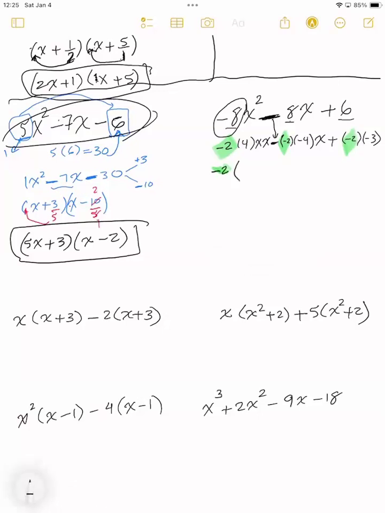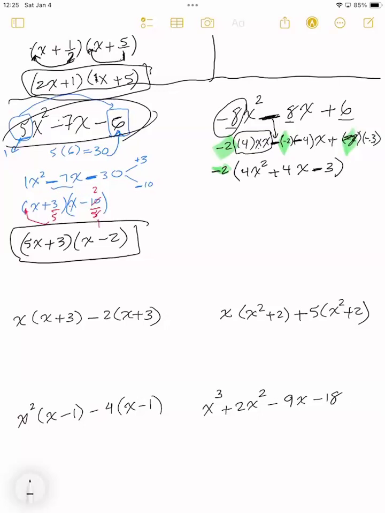Negative 2. Open up a parentheses. You have 4x to the power 2. You have a negative and negative 4. That makes that positive 4x. And here you factor a negative 2. You're left with positive negative becomes negative 3. So negative and negative becomes positive. This positive and negative becomes negative. So this is what you have.